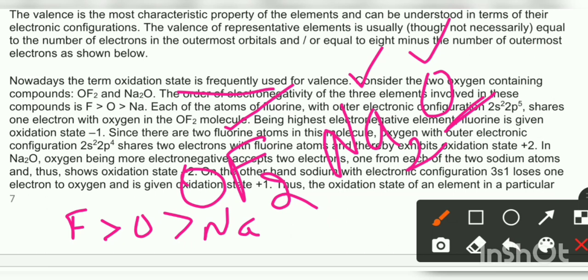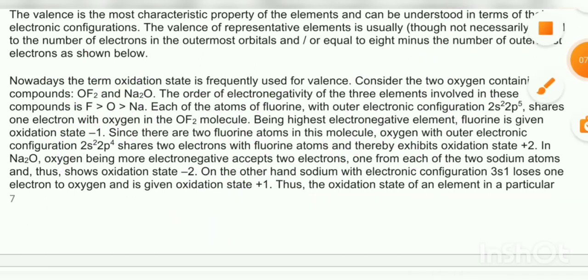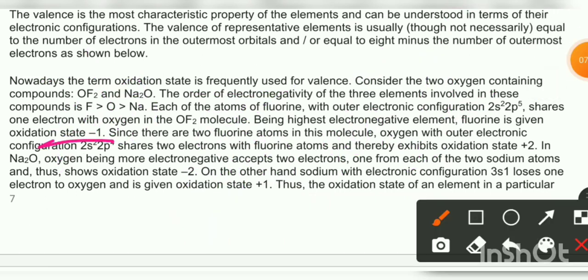In case of OF2, the fluorine is more electronegative, hence it has more tendency to attract the shared pair of electrons towards fluorine, trying to take electron from oxygen. So there are two fluorines, each fluorine tries to take one electron, which means F minus. The oxidation state of fluorine is minus 1.